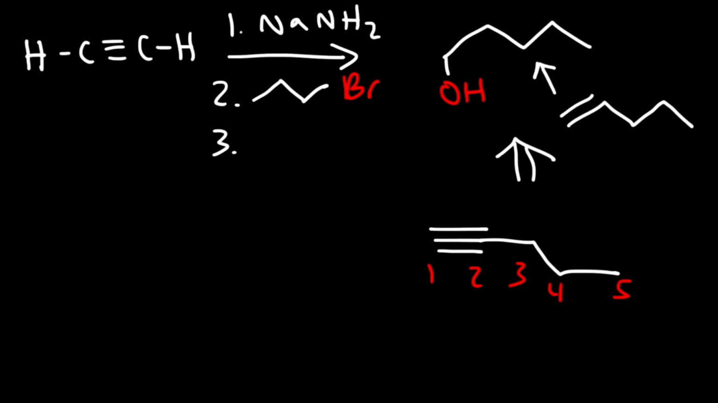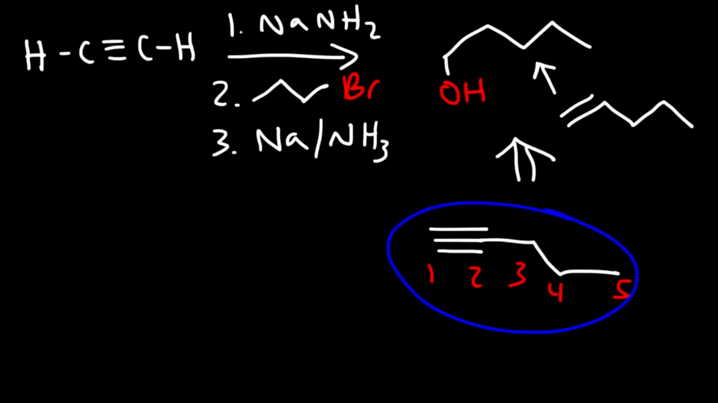So in step 3, we need to get an alkene, so I'm going to use sodium metal with liquid ammonia. It could be cis or trans because it really doesn't matter if the alkene is at the end. So I can use H2 with Lindlar's catalyst, or I can use sodium metal with liquid ammonia. Both reagents will convert this alkyne into this alkene. And so in step 4, it has to be hydroboration oxidation to get this anti-Markovnikov product.